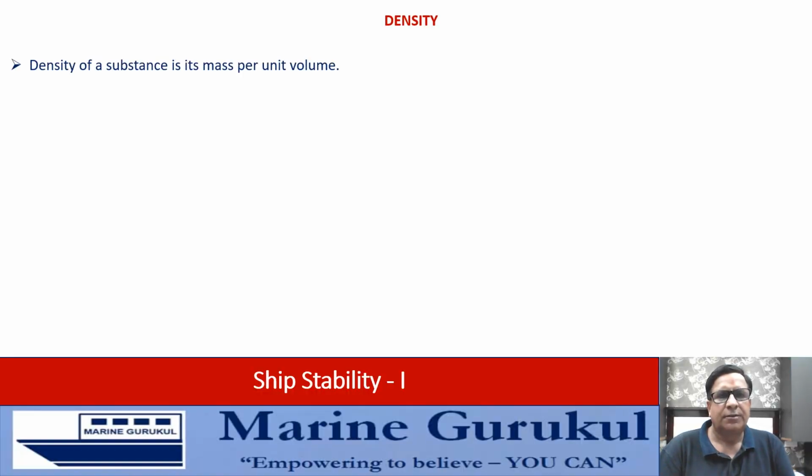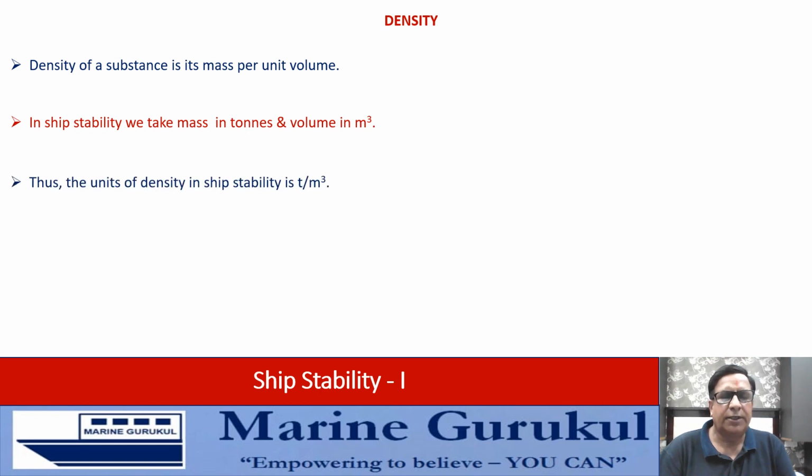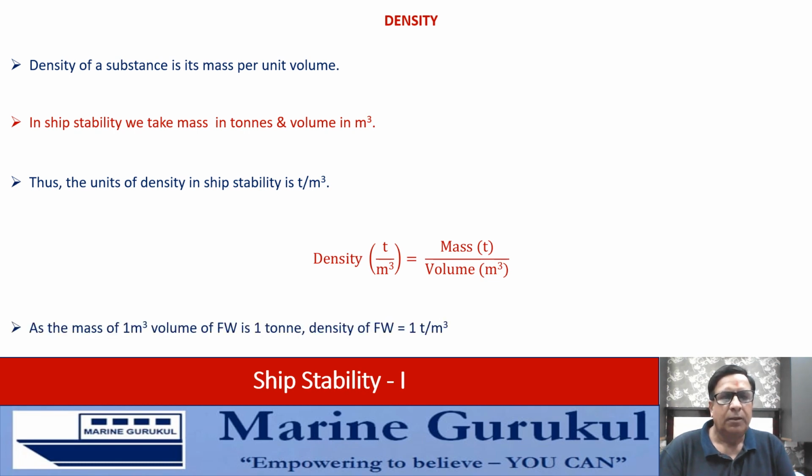Density of a substance is its mass per unit volume. In SI units, the mass is expressed in kg and volume in cubic meter. So the SI units of density are kg per cubic meter. However, in ship stability, since large masses are involved, mass is taken in tons and volume in cubic meters. Thus, in ship stability, the unit of density used is tons per cubic meter. As the mass of 1 cubic meter of fresh water is 1 ton, the density of fresh water is 1 ton per cubic meter.